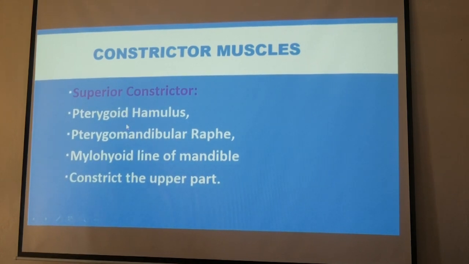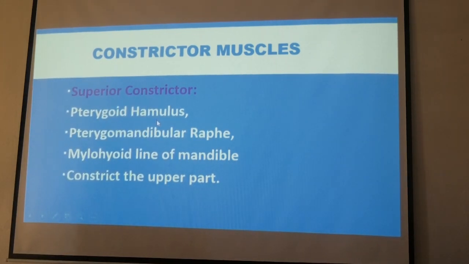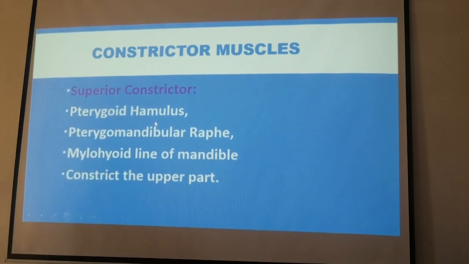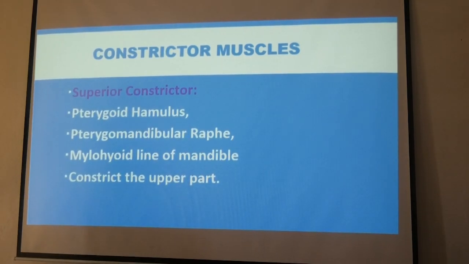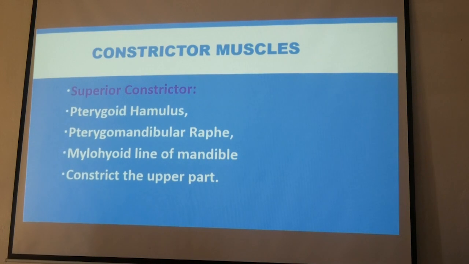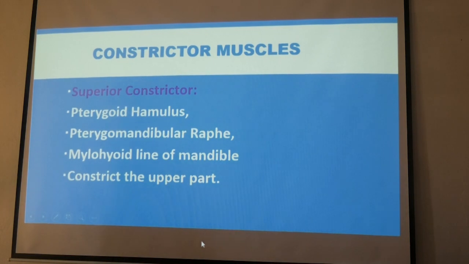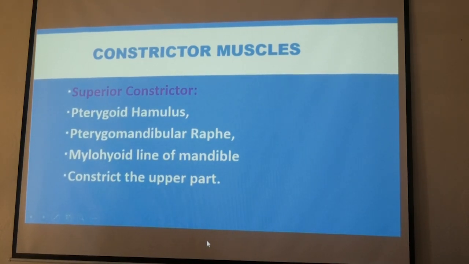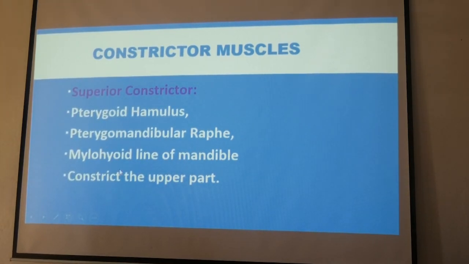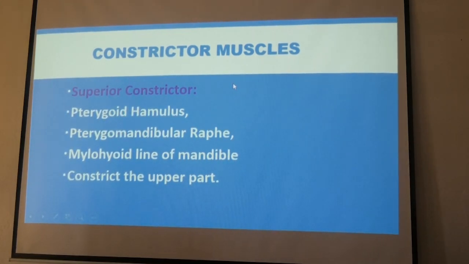Okay, where does the origin come from? Pterygoid hamulus. Pterygoid hamulus is a part of which bone? Sphenoid. Okay, the sphenoid has two parts, the pterygoid plate, and there would be one projection. That is known as the pterygoid hamulus. Then there would be the pterygomandibular raphe, mylohyoid line of the mandible, and it constricts the upper part. So this is the origin of the superior constrictor.